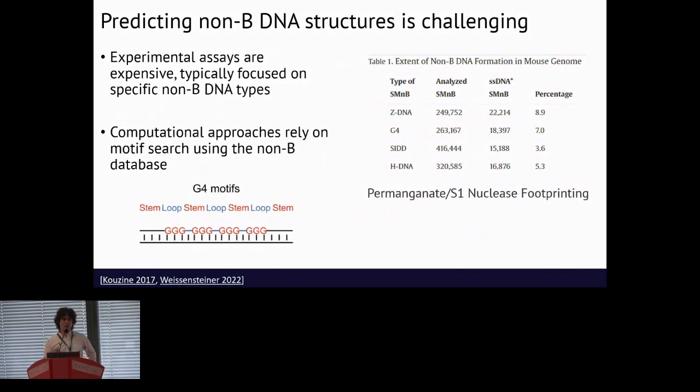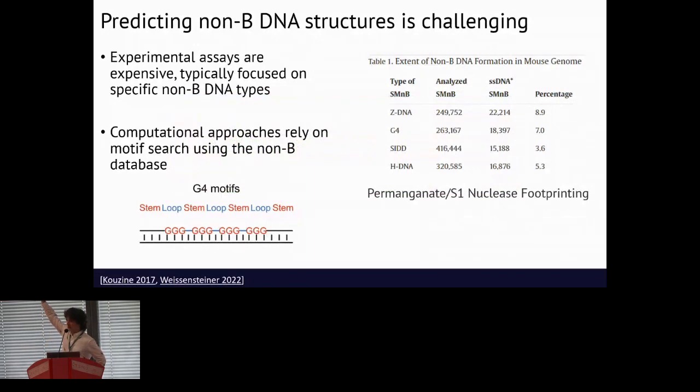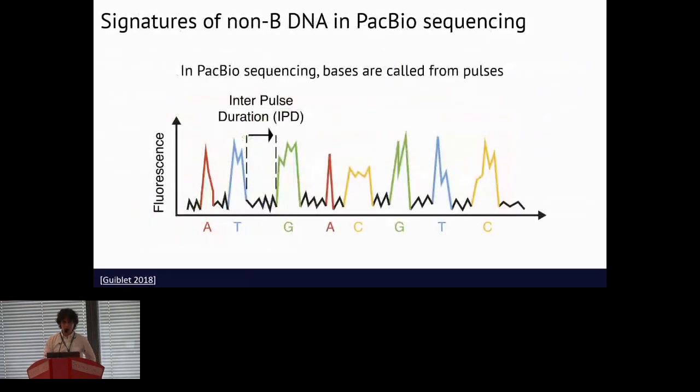Computational approaches almost exclusively use the non-B motifs. Here's an example of the G quadruplex motif, where you have this stem-loop structure, where the stems are typically some run of guanines. The problem, which you can sort of see in the experimental data, is that using just the motif is probably a necessary but insufficient condition for finding non-B structures. These are all non-B windows, but a very, very small percentage of them actually had single-stranded DNA. So they're necessary, but insufficient.